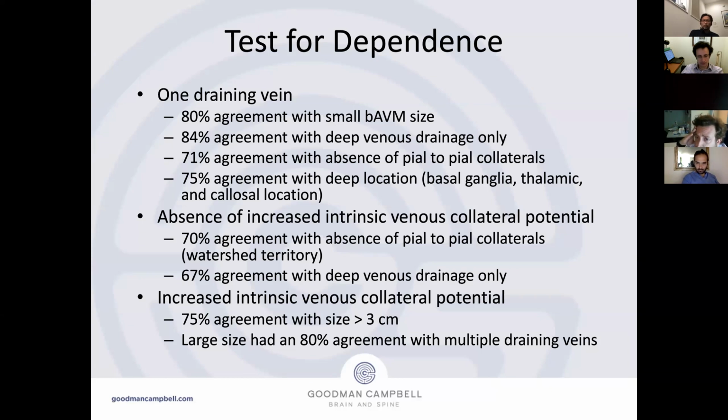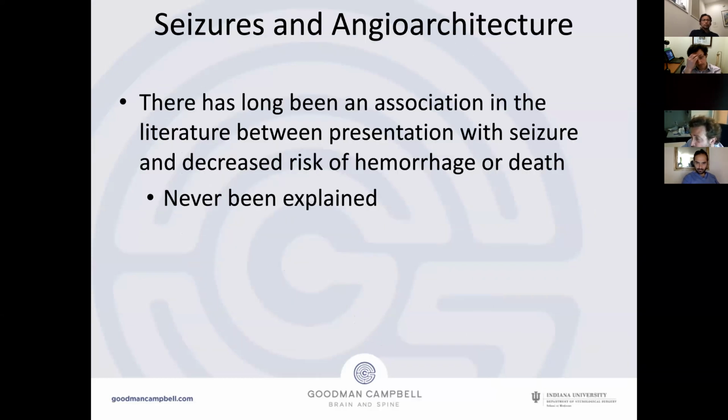There's one other feature that I want to discuss briefly, which is that this kind of idea of seizure is associated with angioarchitecture. And so in our case, if you have multiple draining veins and you have a stenosis, it looks like venous collateral potential is protective. However, as is often the case in this field, there's no free lunch. So there's long been an association in the literature between presentation of the seizure and decreased risk of hemorrhage or death. And this has never quite been explained.